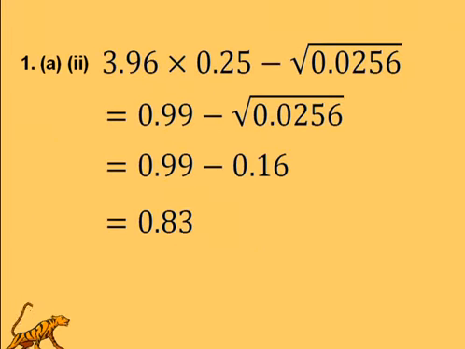We move on to the other part now, which says 3.96 multiplied by 0.25 minus the square root of 0.0256. Now notice that this part here is the answer. Use a calculator to multiply it and you get this answer. Then don't touch this one yet. Afterwards, you're going to find the square root of it using the calculator. That gives you 0.16. Then you do your subtraction and you get your nice answer. So that is relatively simple.